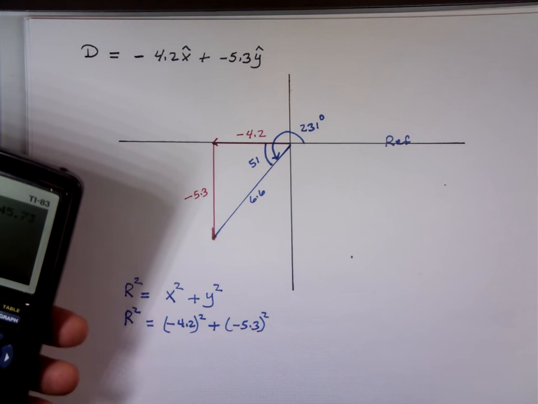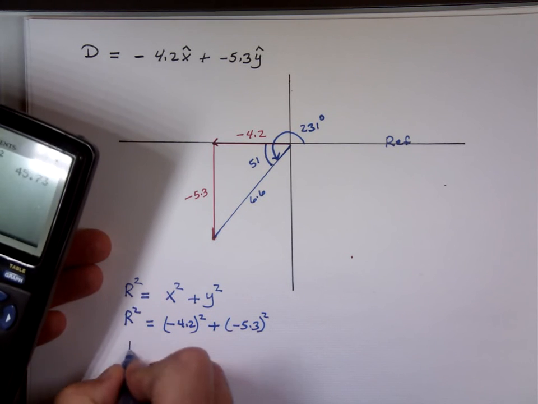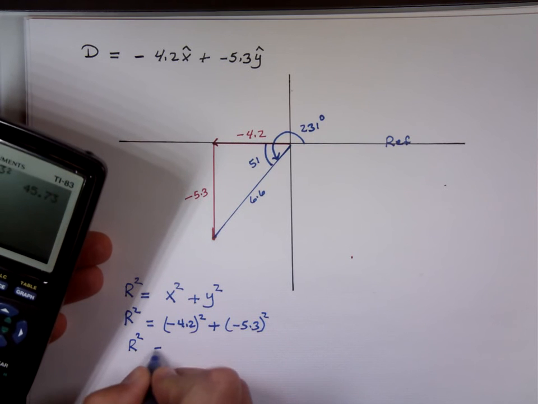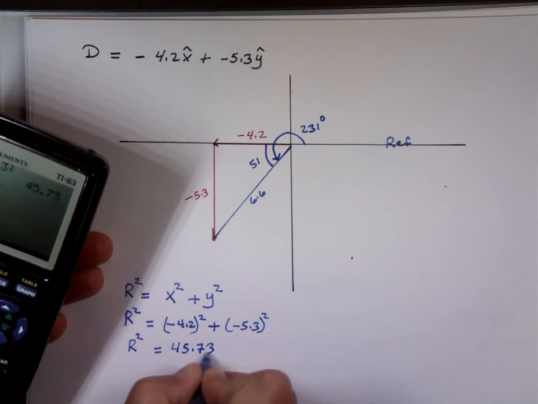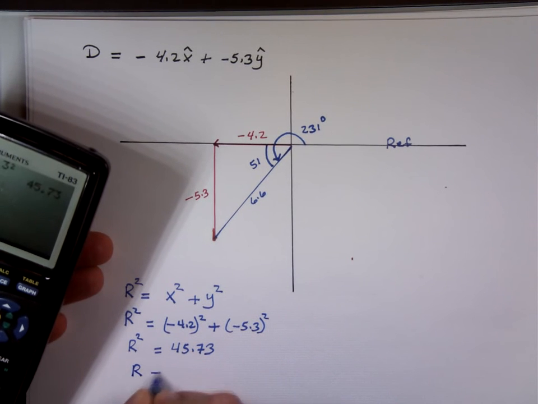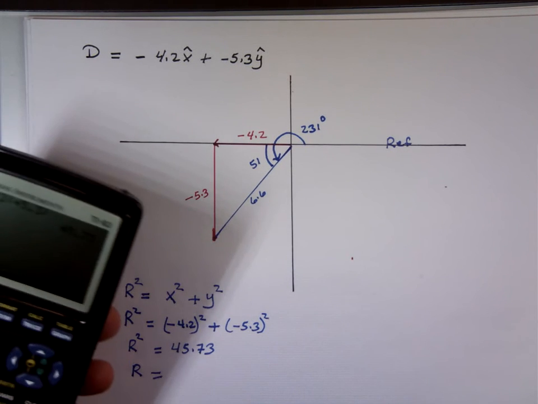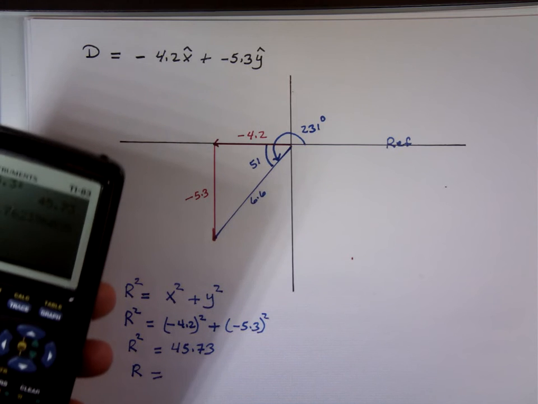So I got r squared, if I did everything correct, to be 45.73. What is r going to equal? Yep, the square root of that number. 6.76.